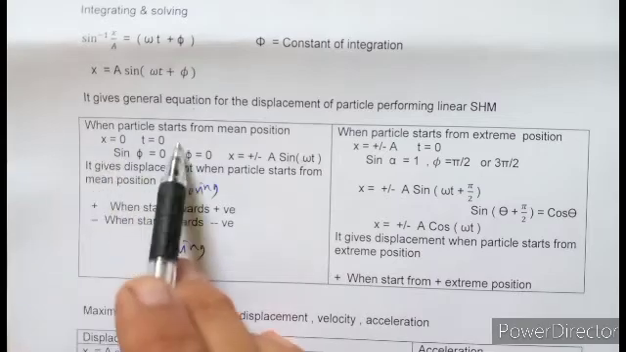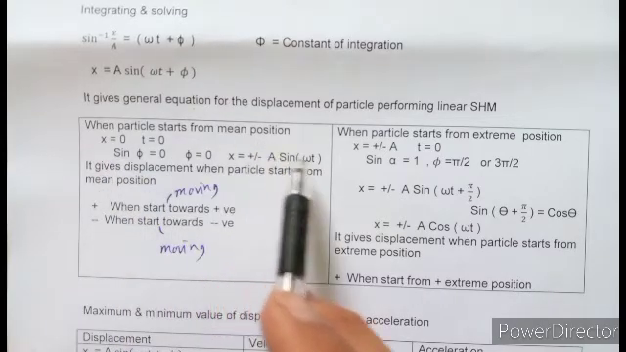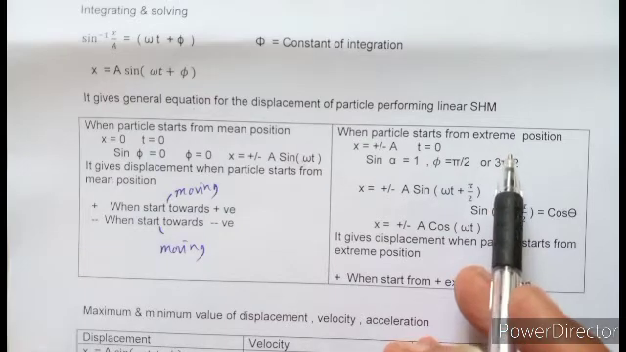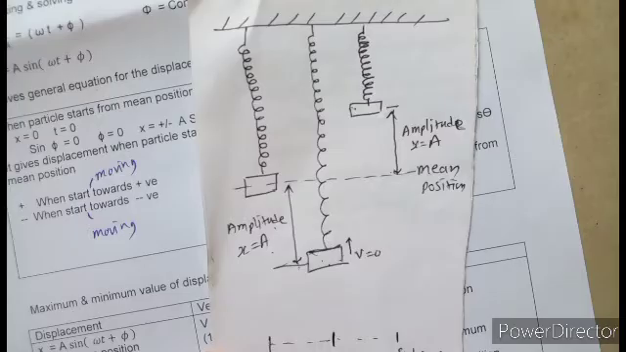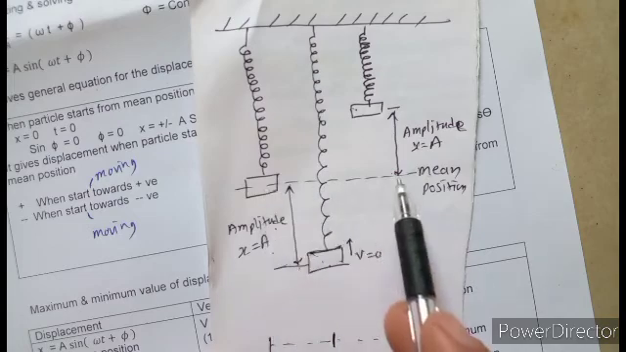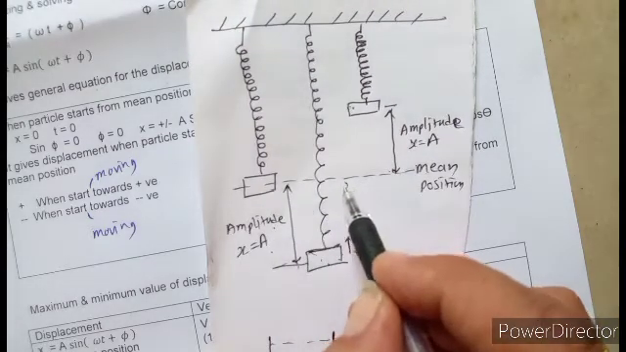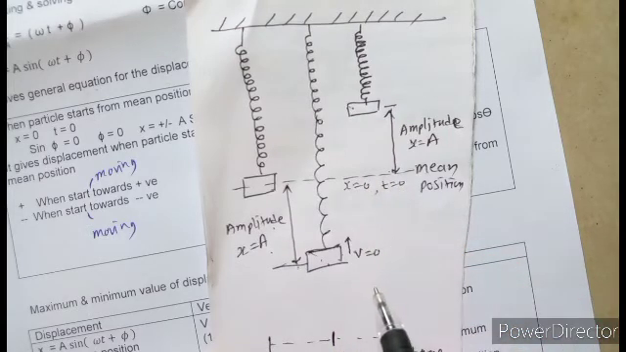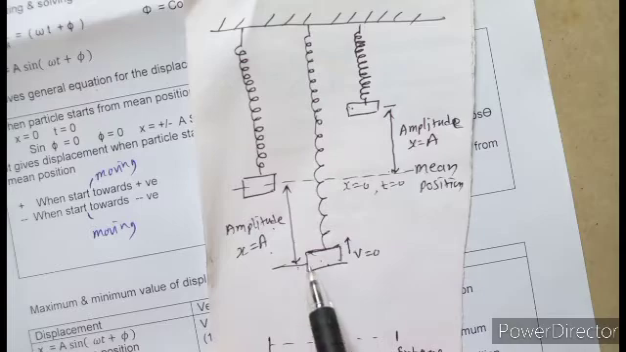First, when the particle starts from the mean position. Second, when the particle starts from the extreme position. So this is the mean position. When the particle starts from this position, there is no displacement, so x is equal to 0 and time t is equal to 0. Second condition, when the particle starts from the extreme position.